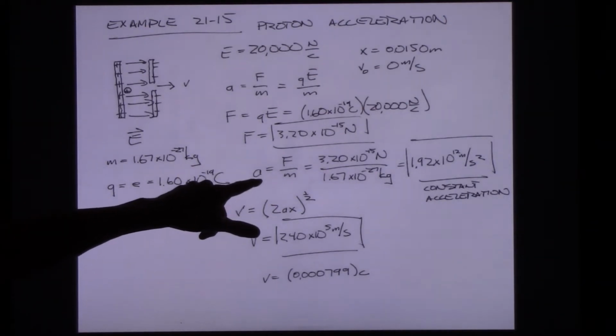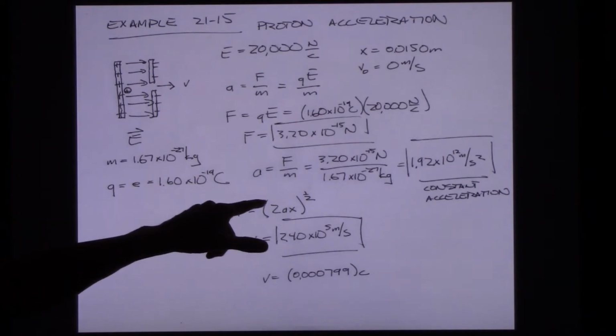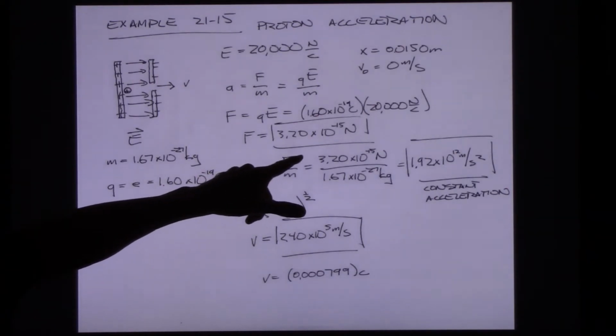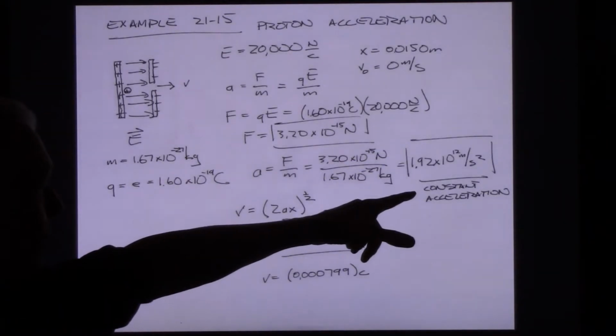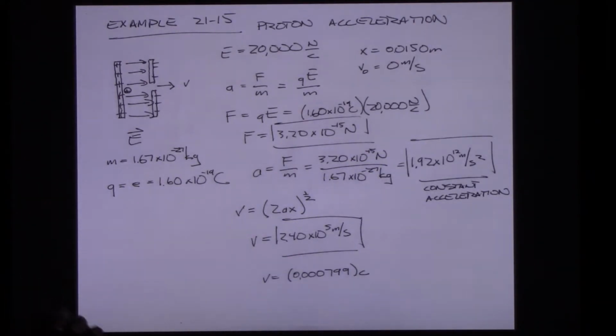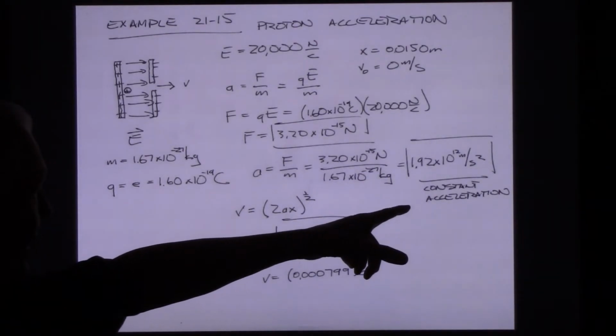It's when we get to the acceleration that things change. The acceleration depends not just on the force, but how much mass, how heavy is that object. And the proton is 1,800 times heavier. So its acceleration will be 1,800 times smaller. It's going to be roughly 1/1800th of the acceleration for the electron.